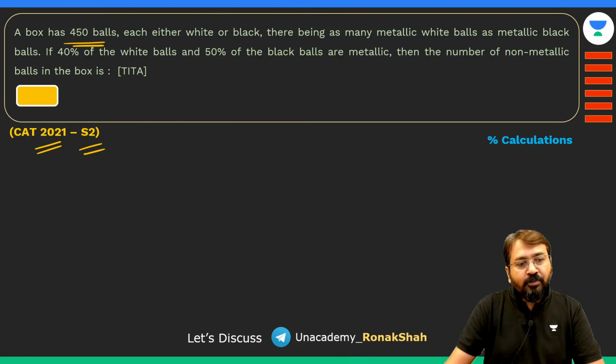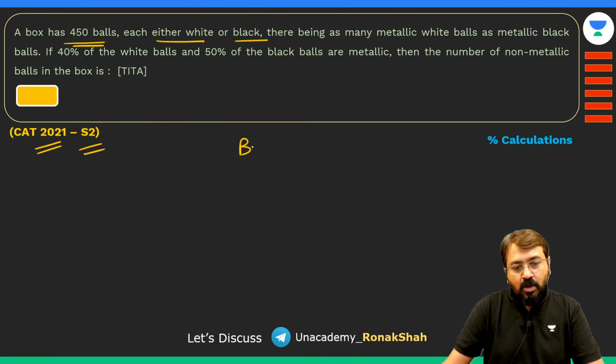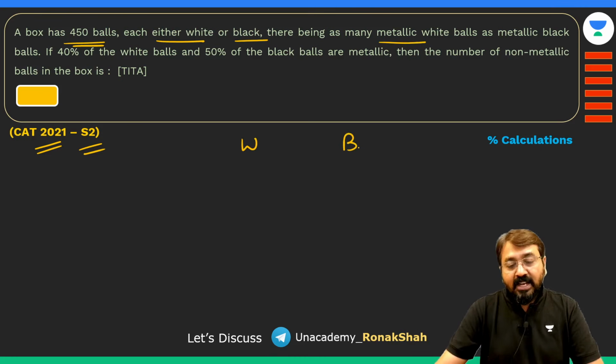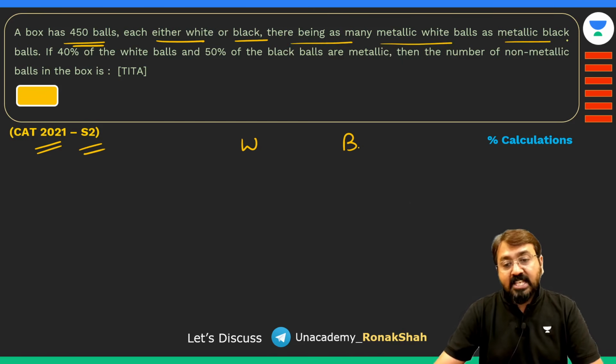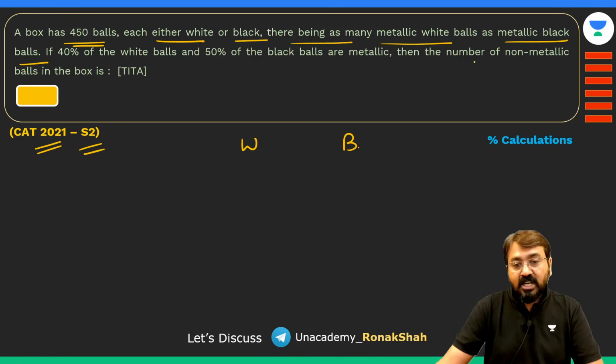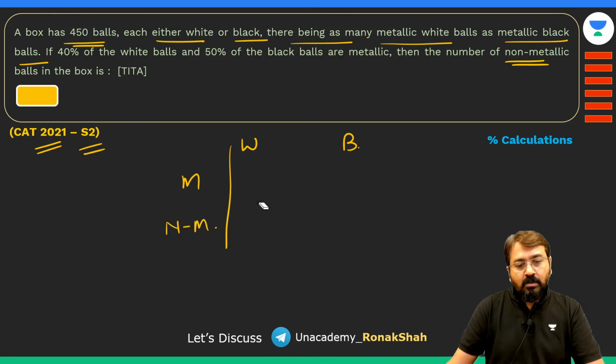A box has 450 balls, either white or black. Okay, so there is a box, white balls, black balls. Some balls are metallic, and there are as many metallic white balls as metallic black balls. Now, of course, there are 2 more categories, metallic and non-metallic. So let me just write down metallic and non-metallic. Let me just make the table.